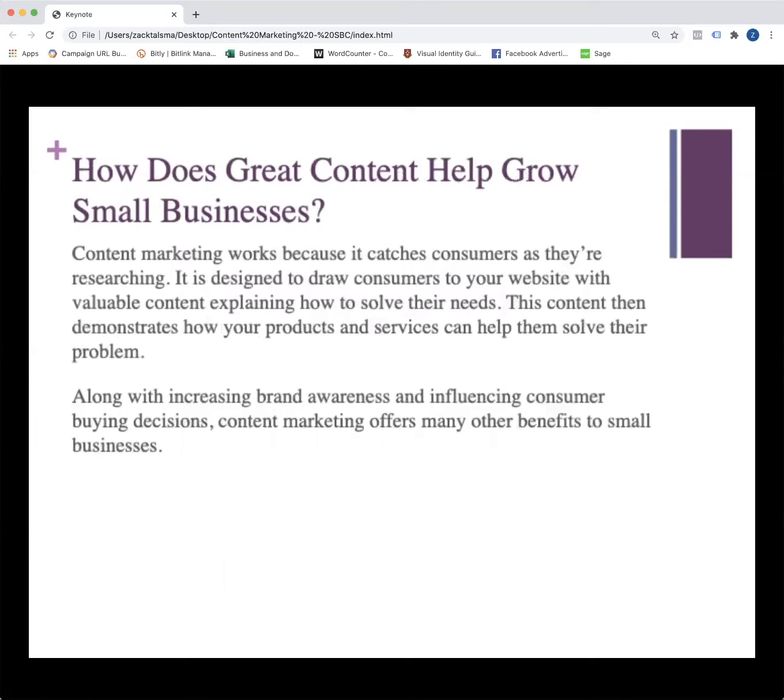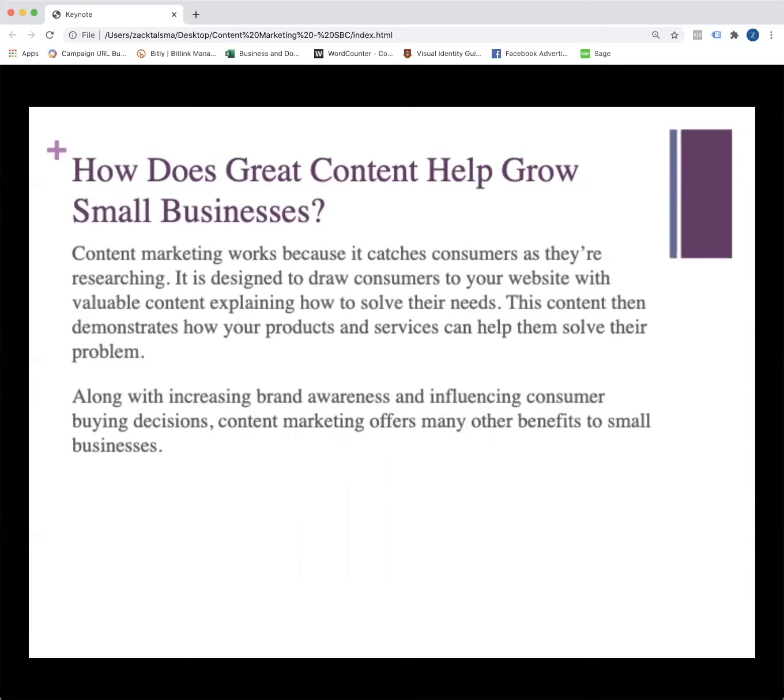And this is really where content marketing comes in. It catches consumers as they're researching. It's designed to draw your consumers to your website with valuable content explaining exactly how they can solve the need that they've just come across. This content then demonstrates how your products and services can help them solve their problem and puts them into your way of thinking. So again, it's really emphasizing the ways that your products and services can help fill their need better than your competitors can.